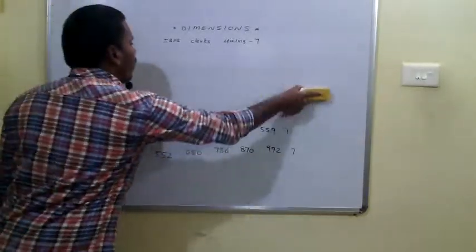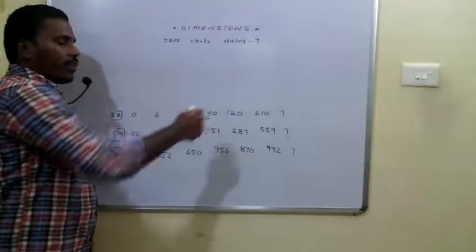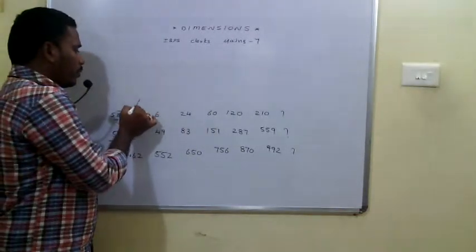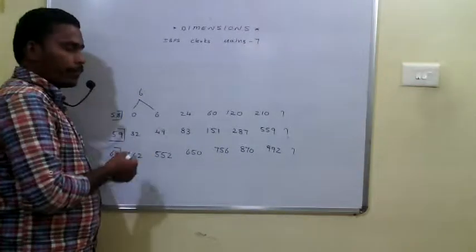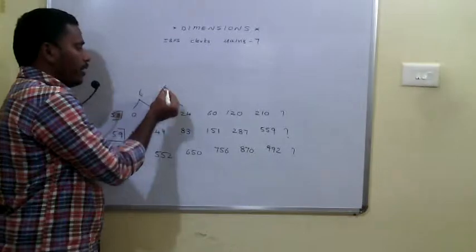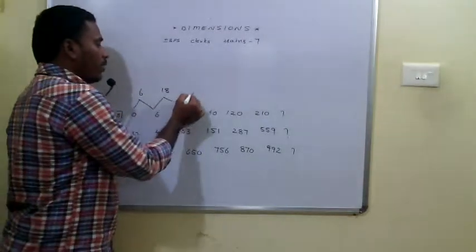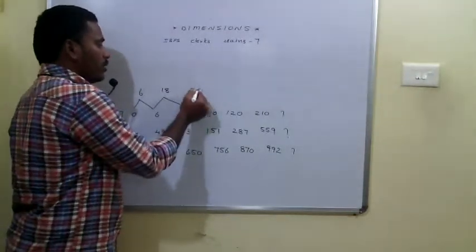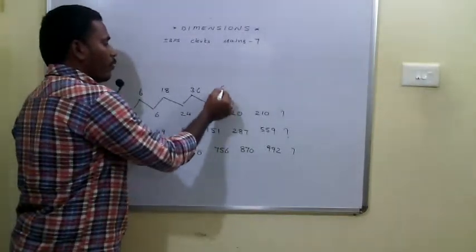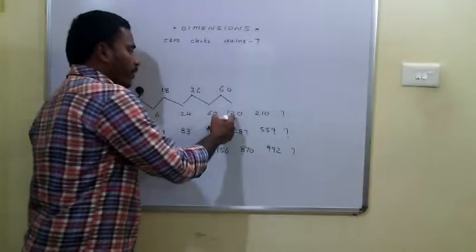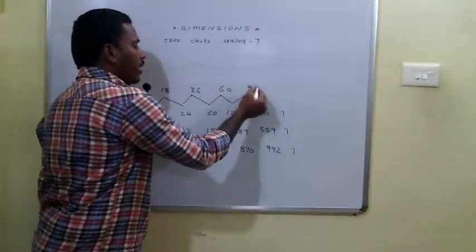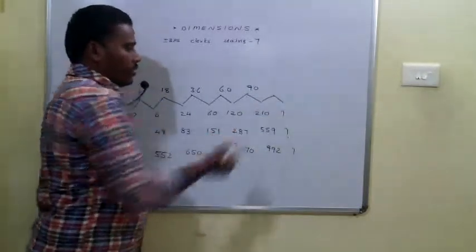Then coming for the 58th one, to identify the next term, you just observe the differences here. See, the difference between these two is 6, and the difference between these two, 24 minus 6, will be 18. And coming to here, the difference between these two is 36. And the difference between these two, okay, 60 and 120, that will be 60. Now, the difference between 120 and 210 is 90. And we need to identify this term.